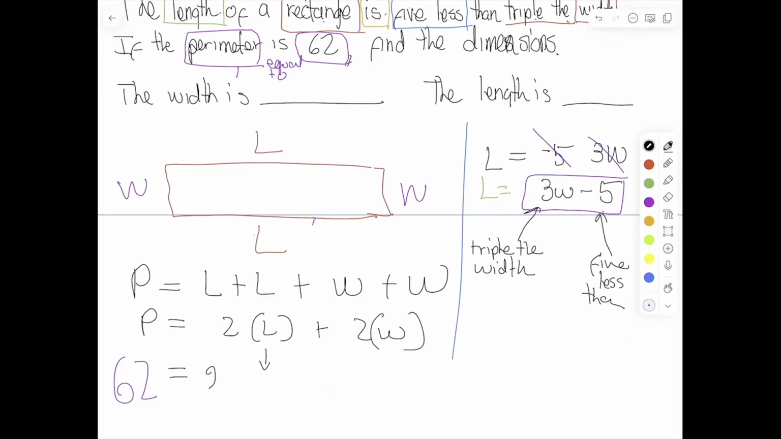That's what it says, right? This length here is equal to 3W, right? So I'm going to put this in parentheses. I'm going to put it in green so you see it. 3W minus 5. The length, right?